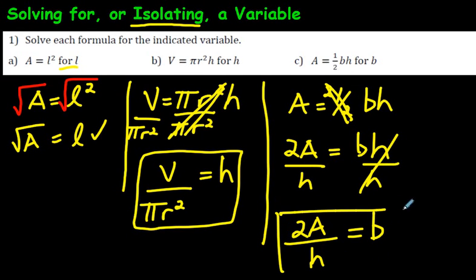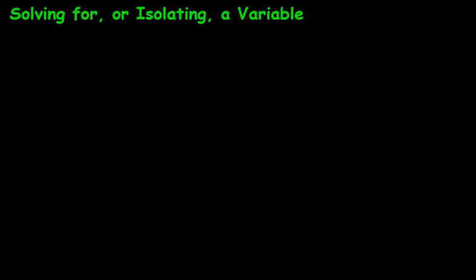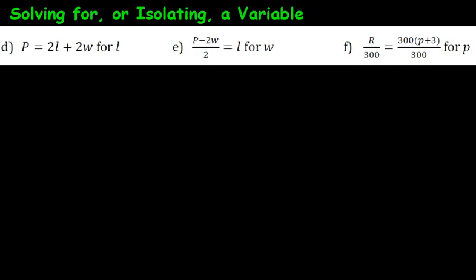Okay, and now we have solved for b. We have isolated b. Let's go to the next page. I thought there was another page, and I don't see it. Oh, there it is. Here's another question. We're supposed to get L all by itself here. So let's do that.